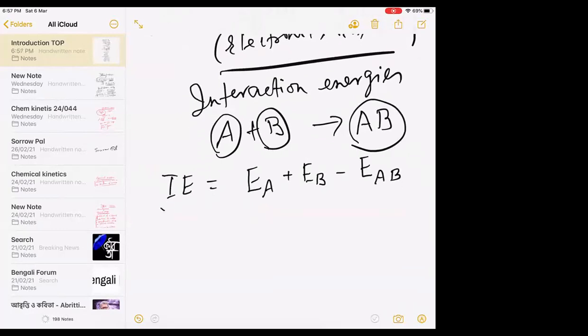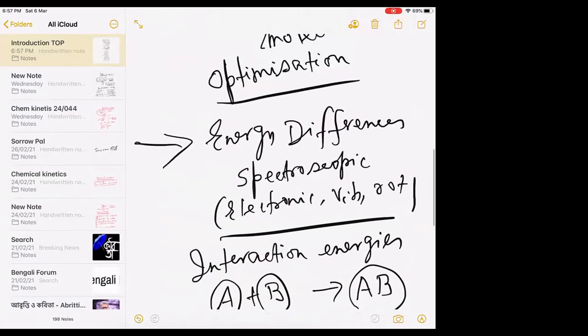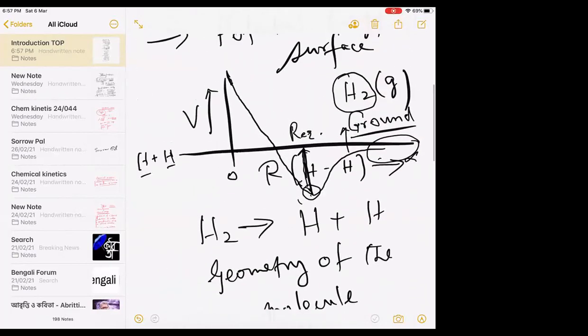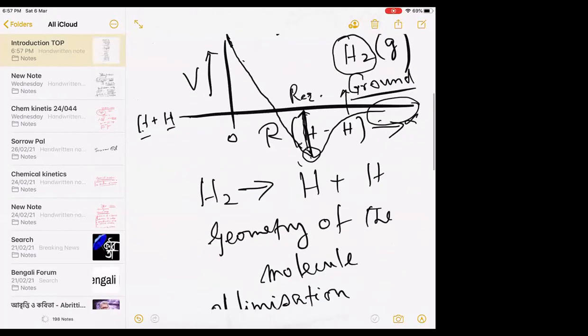So if this is positive, that means this AB is stable. What do you mean by stable? The energy of AB is lower than the energy of A and B. So just as here, A is hydrogen, B is another hydrogen. Energy of H2 is lower than hydrogen plus hydrogen. And I can call this the interaction energy between the two hydrogen atoms, except that we never call this interaction energy. We have a simple term, which is called the dissociation energy of the hydrogen molecule, or the energy to form the bond between the two hydrogen atoms.